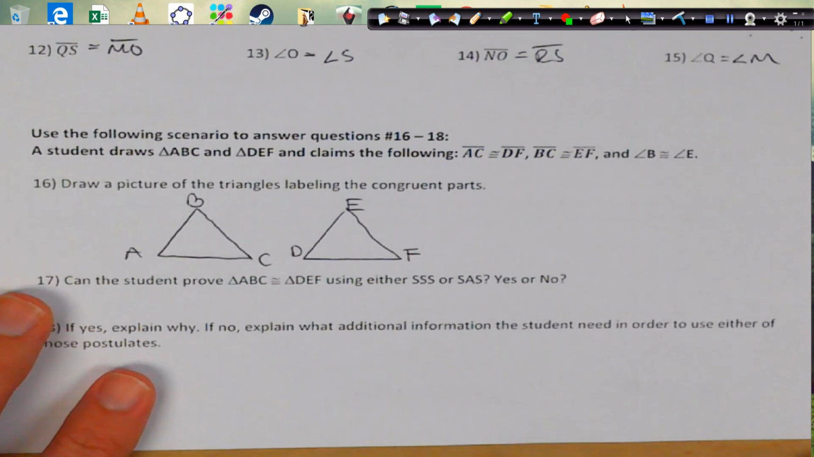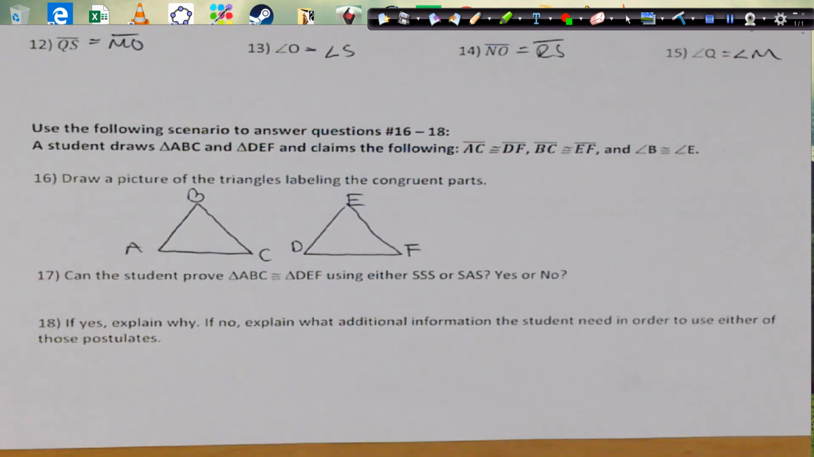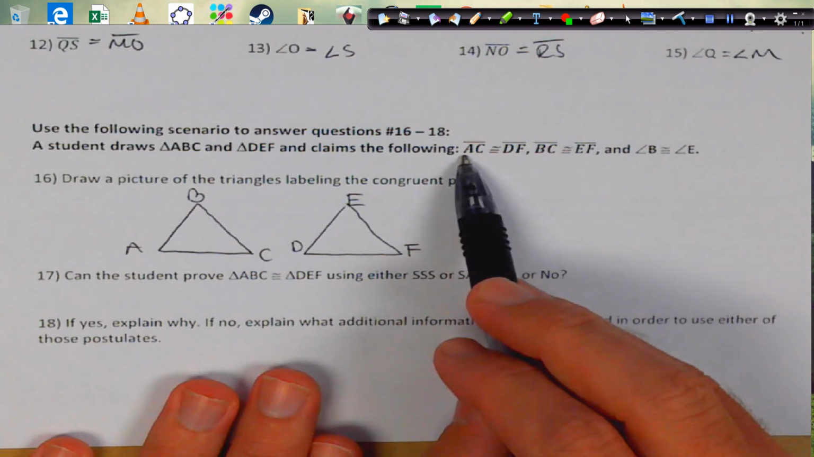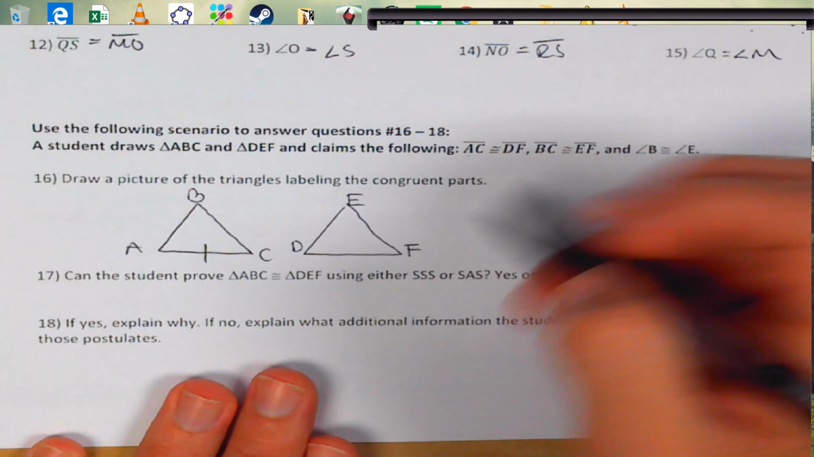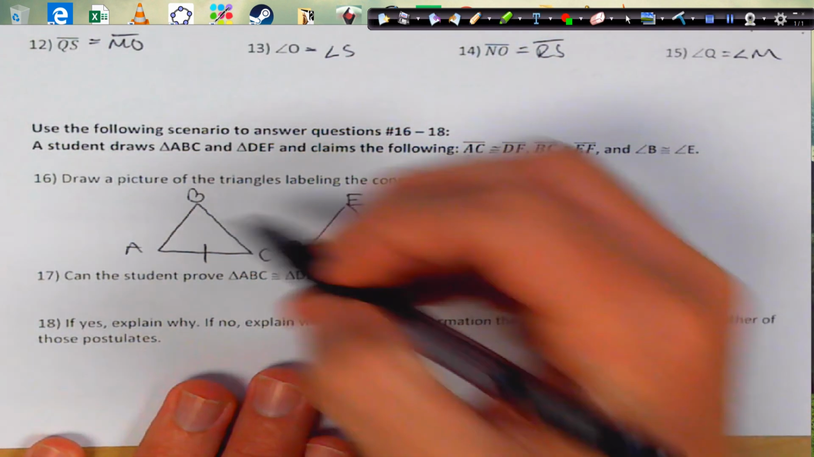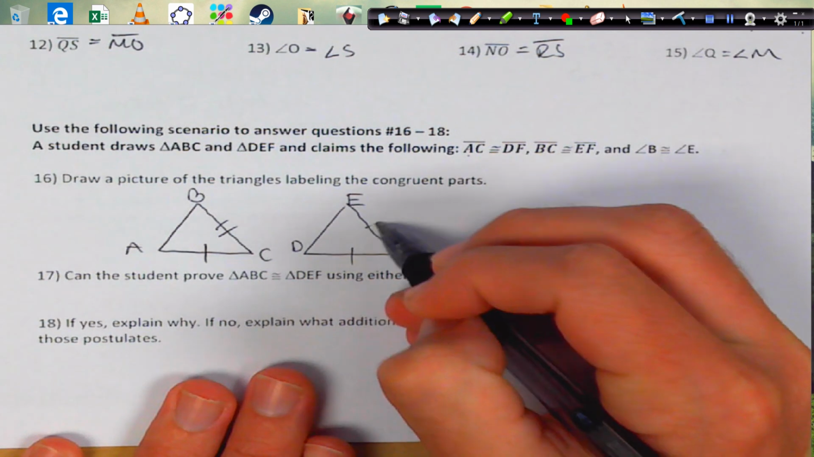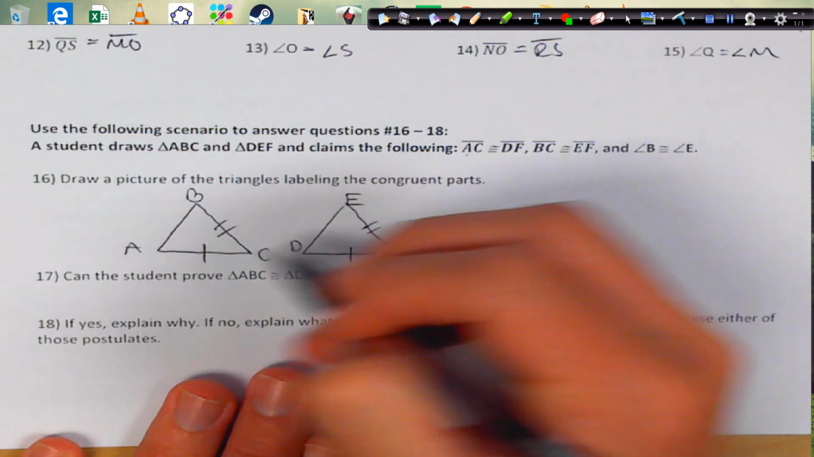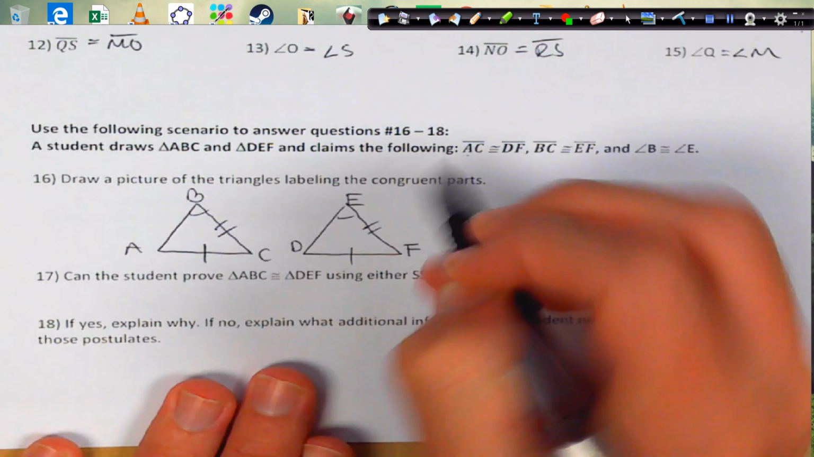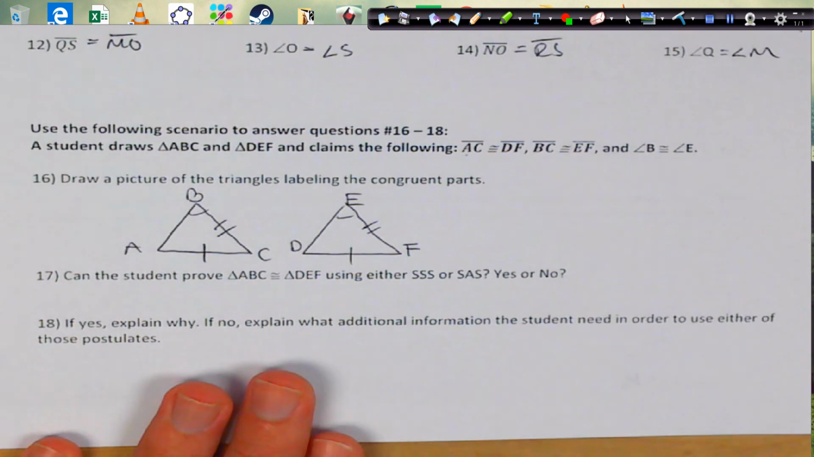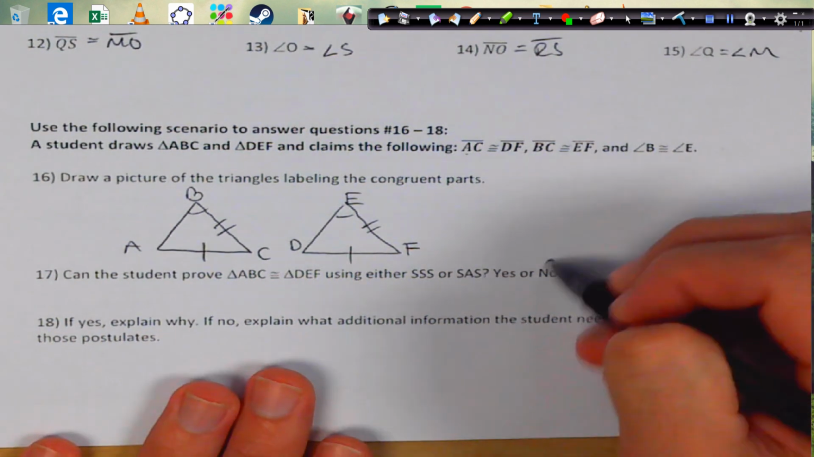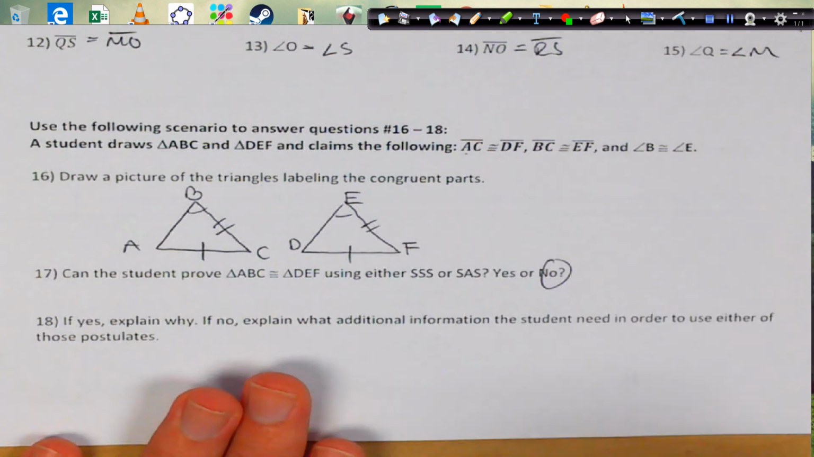So here we draw two triangles, ABC, DEF. I use them in the same order. AC is congruent to DF. BC is congruent to EF. And then B is congruent to E. Are these two triangles congruent by side, side, side, or side, angle, side? No, they're not. They're actually angle, side, side, so that doesn't work.